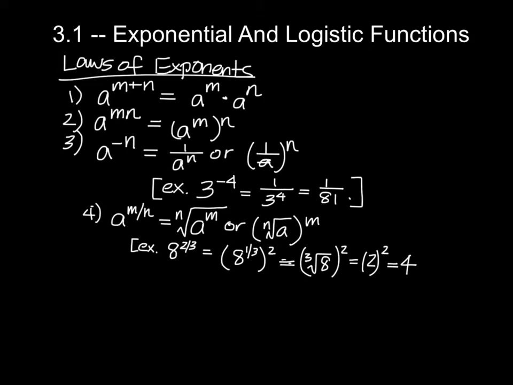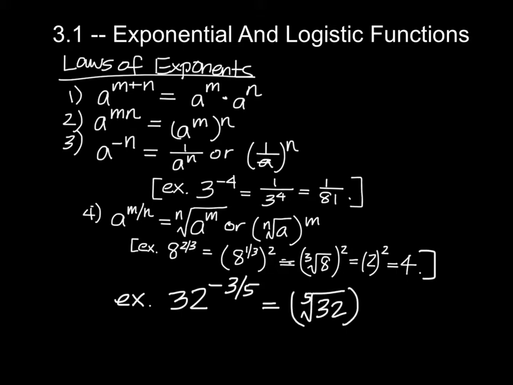So try this one in your notes. 32 to the negative 3/5 power. Simplify that. Go ahead and pause this video to try to simplify that. Okay, here's the solution. We can think of this as the fifth root of 32 all raised to the negative third power. And we all know that the fifth root of 32 is 2. So we have 2 to the negative third power. And using rule number 3 above, that is just 1 over 2 to the third, which is 1/8.